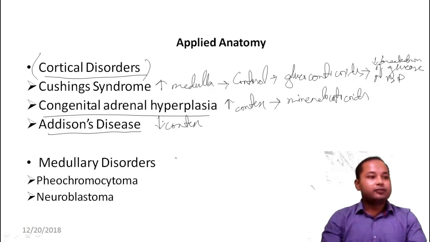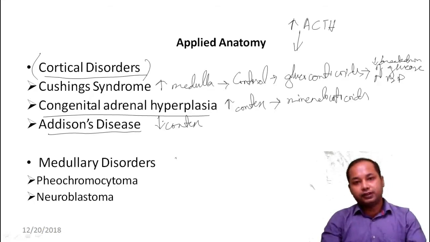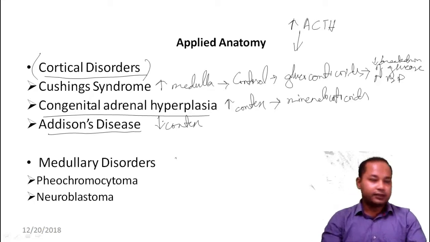Okay, and so the Cushingoid facies which I have shown to you, that the person was having a moon kind of face, that is also implicated in case of Cushing syndrome. This also happens under the influence of increased secretion of adrenocorticotropic hormone, which is a hormone secreted from the pituitary gland. Okay, this is clear.